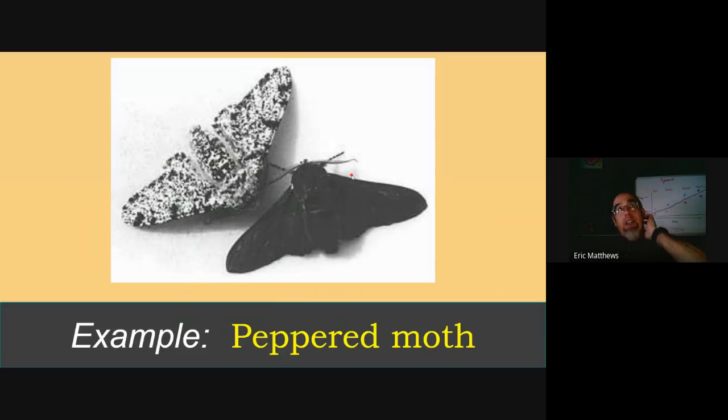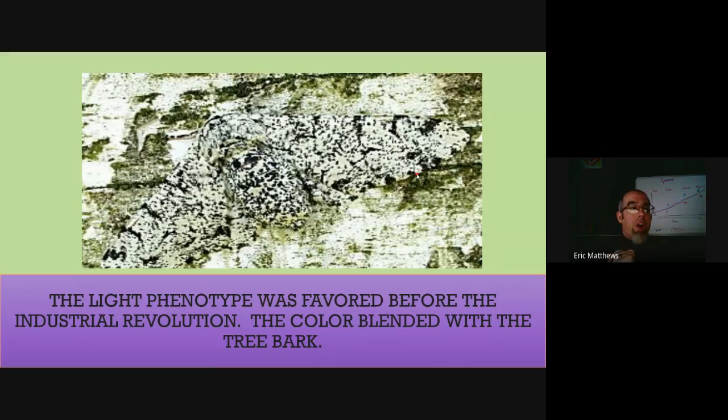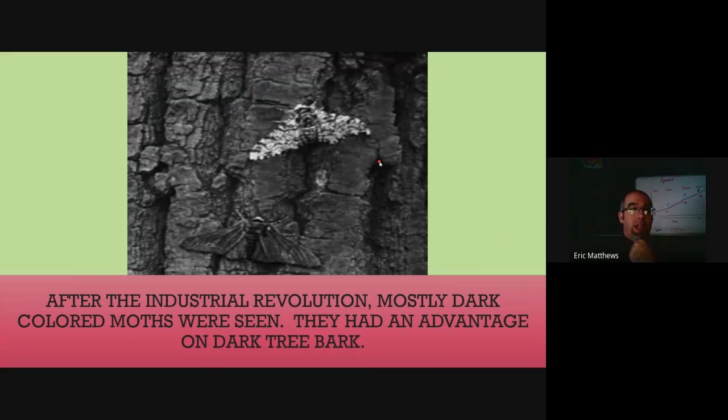All right, and there go the lights. So let's look at the classic example, arguably the best example, the peppered moths. You probably remember these. I've already explained it once or twice, but just a quick review. The light phenotype that you see here was really good because it blended in so well with those white tree bark. Meanwhile, the dark color wasn't.